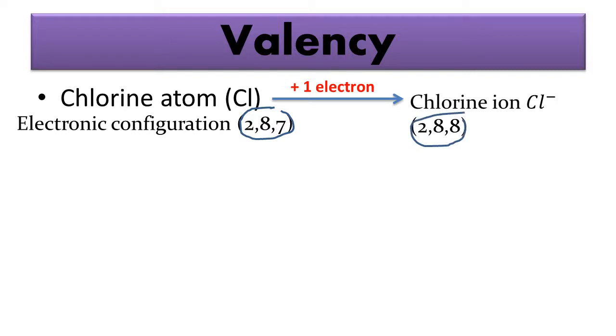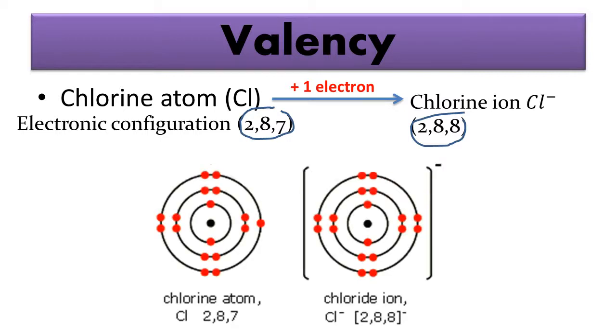2, 8, 8. So here it is accepting one electron, that's why its valency is 1. Or we can say that to complete its octet state, the chlorine atom will require one electron, that's why the valency of chlorine atom is 1. Alright, so this is a structure in which we can observe that the chlorine atom will form a negatively charged ion, or anion, that is called chloride.